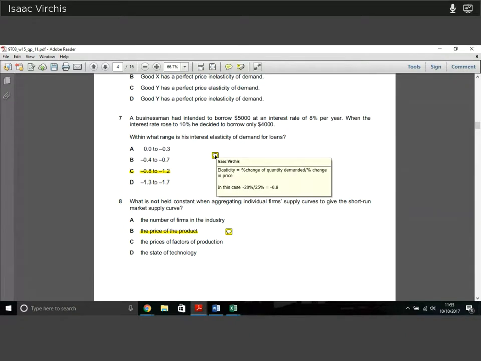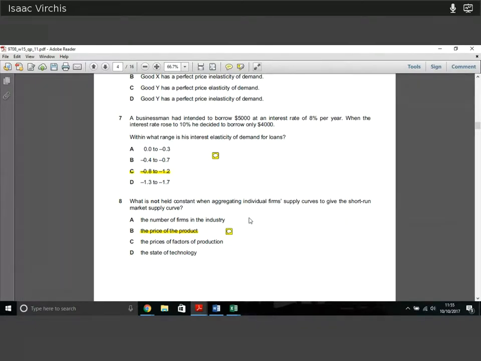Okay, moving on. So question 8. We have a question about supply curves in the short run and aggregating individual supply curves. Here, the thing they're trying to catch you out on is the fact that you've got these individual supply curves, and when you add them together, you get a short run market supply curve.